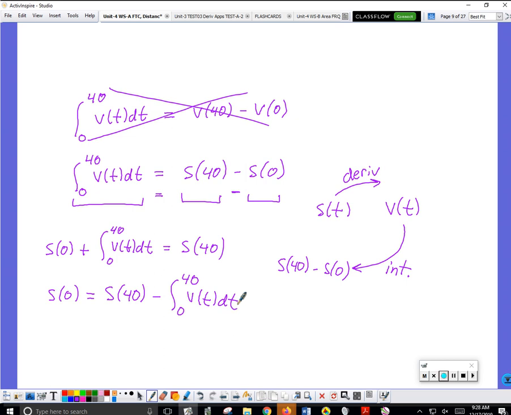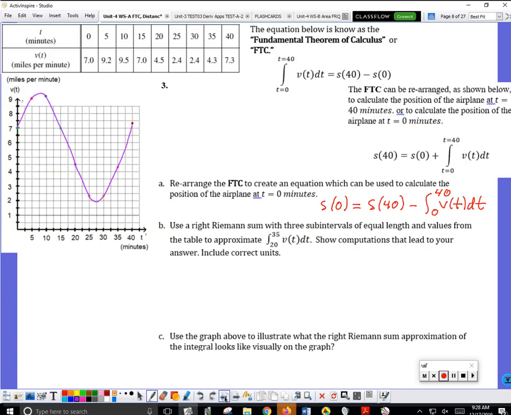I don't think I've ever seen the fundamental theorem used any other way. You either calculate displacement, you rearrange to calculate s of 40, or you rearrange to calculate s of 0. So, questions? Cool. So that's what we did here.